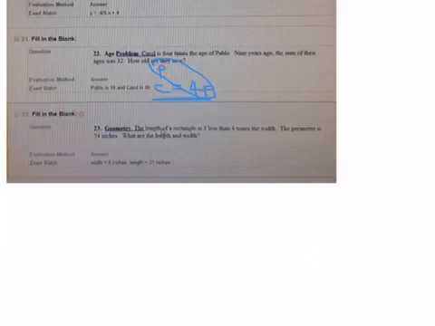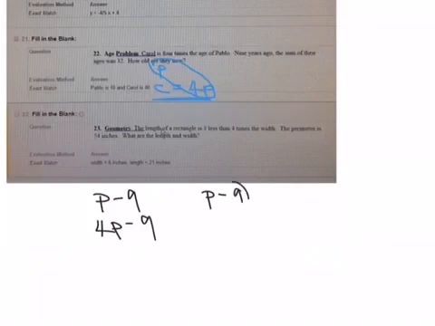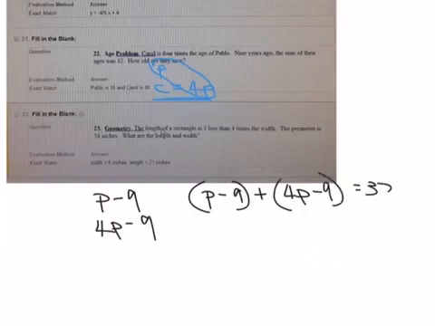So 9 years ago, how old was Pablo 9 years ago? Well, he's his age now minus 9, right? So how old was Carol 9 years ago? Her age now minus 9 years. That's 9 years ago. All right, so what does it want us to do? The sum of their ages 9 years ago. So Pablo's age 9 years ago plus Carol's age 9 years ago equals 32. Now because I'm running out of time, I'll let you figure out P given that problem.